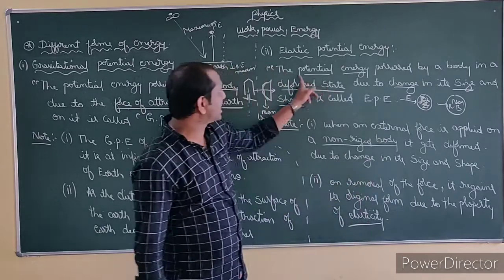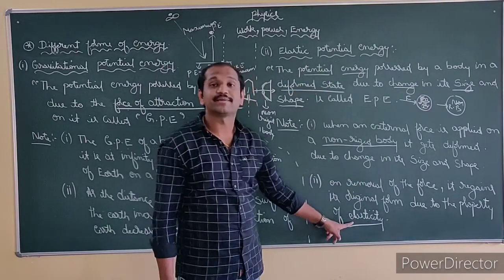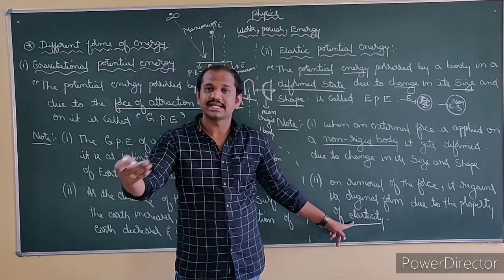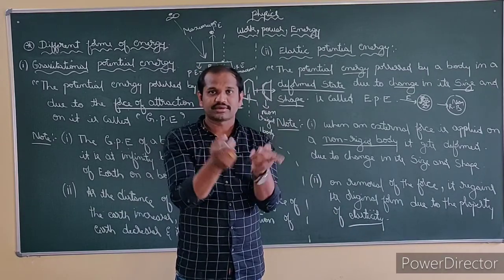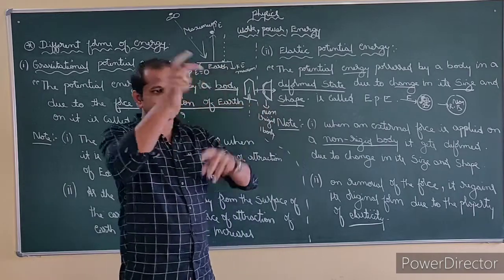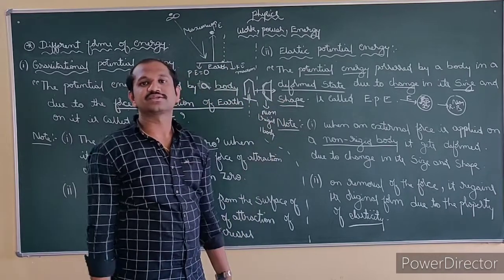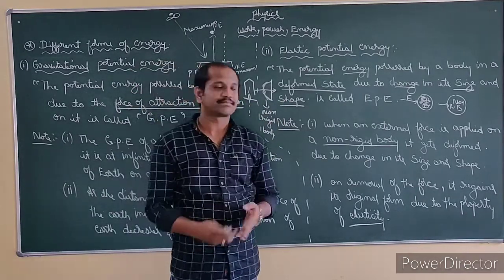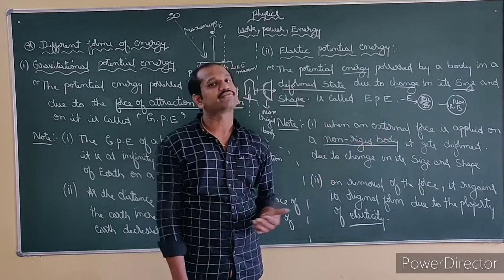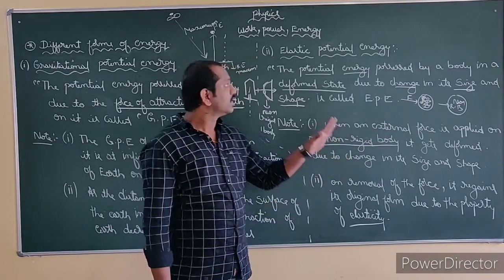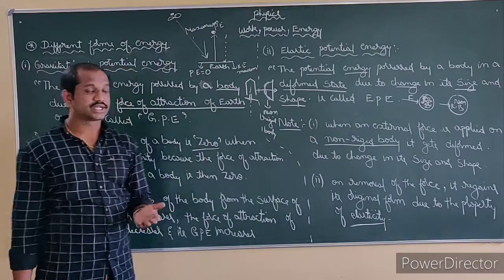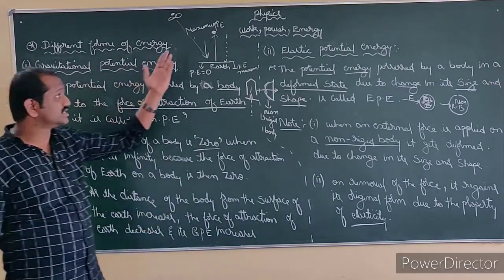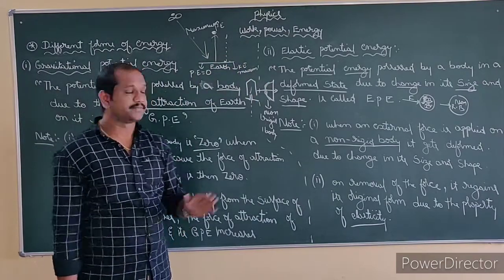So usually in elastic potential energy, we have the property of elasticity which keeps on playing. You have a spring watch, you wind it up. Just if you remove, it comes back to its original position. Even that is a better example for elastic potential energy, as I have told before. So this is about the types of potential energy: gravitational potential energy, and also elastic potential energy.